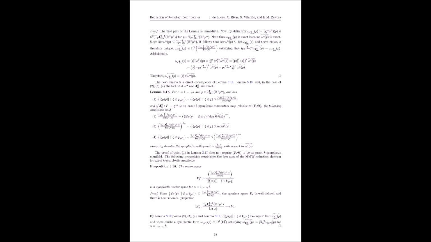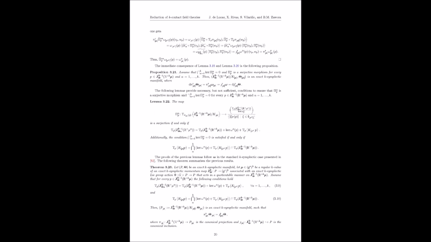Yes. Example 4.17 revisits the coupled strings with damping, showing how this two-contact MMW reduction simplifies that physical system. Examples 4.18 and 4.19 give more mathematical illustrations, including reducing the cotangent bundle T*Q via the R⁺ action to recover the known contact structure on the spherical cotangent bundle.